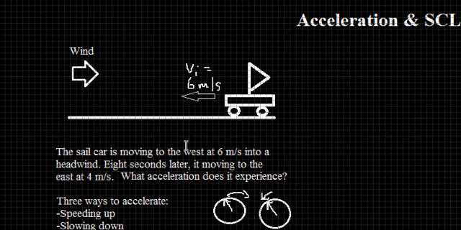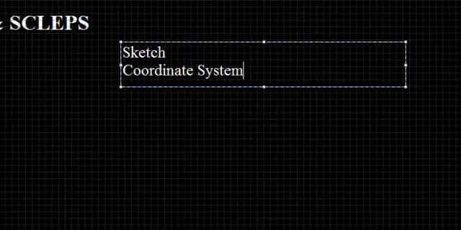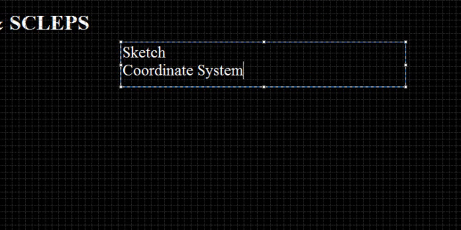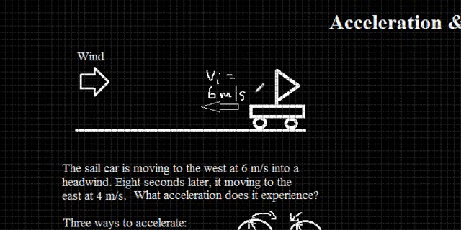Okay, the next step, I'm going to call it C for coordinate system. You need to set up a coordinate system. We've talked about this a little bit before. A coordinate system means define where the origin is and define which way is positive. So let's come over here on our sketch and do that. Again, remember, you the physicist get to pick the origin where it's most convenient to you. So I think that the start point, where we first see this sail car, is a good point to put the origin.